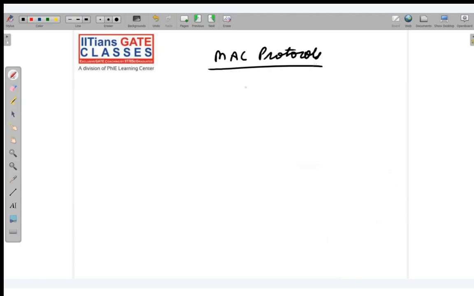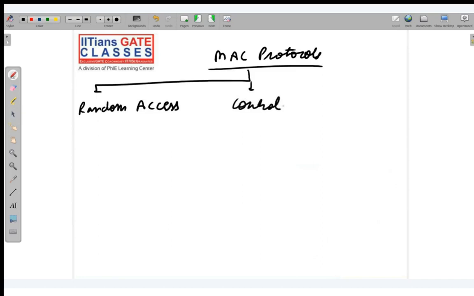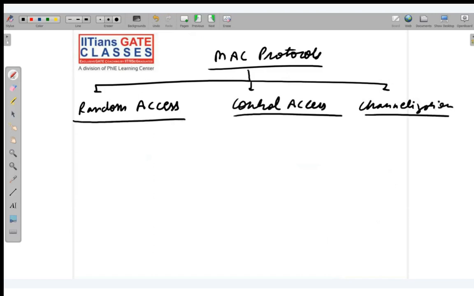The first is random access. There are three categories of protocols: random access, next is controlled access, and next is channelization protocols. Random access protocols are very important, and many times questions have been asked from these protocols. So what are the random access protocols? The very first is pure ALOHA.